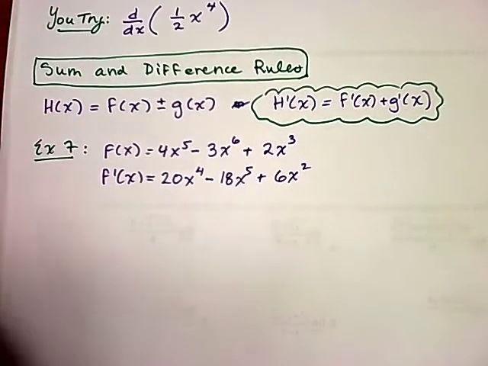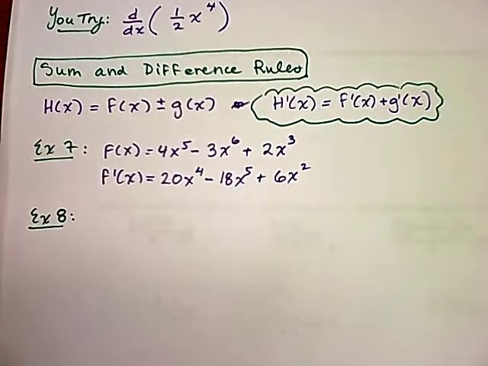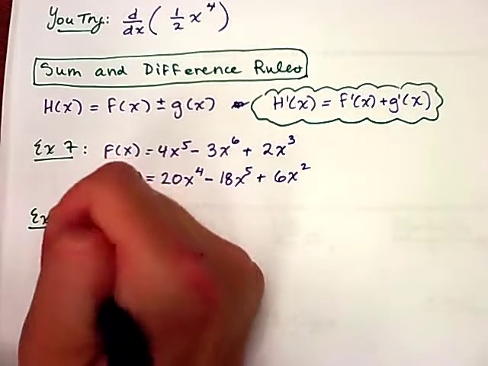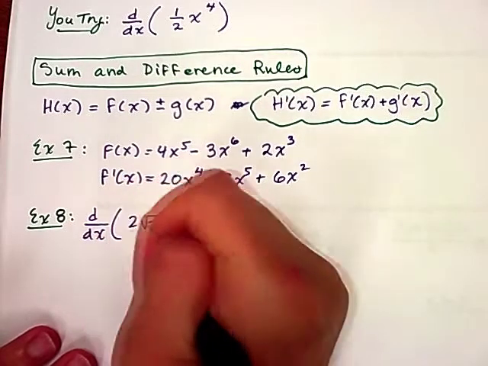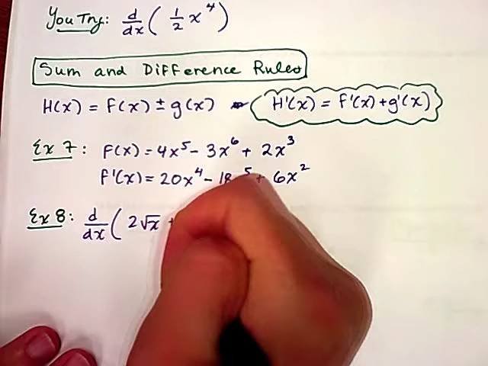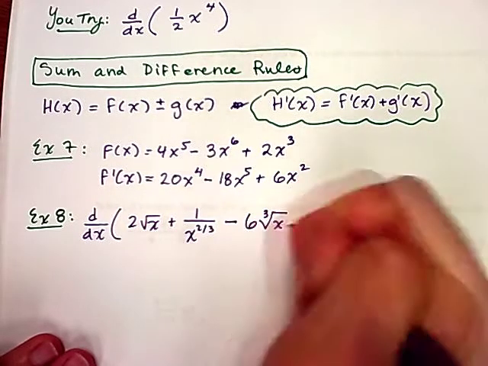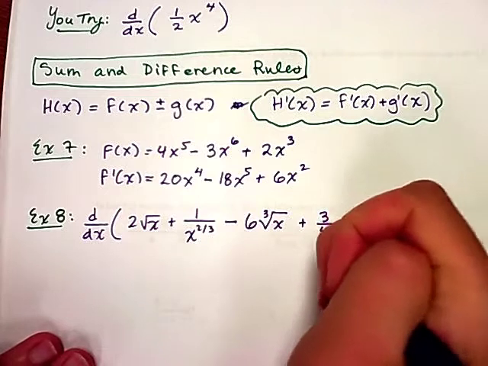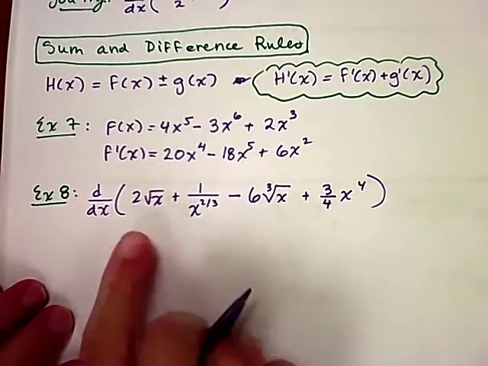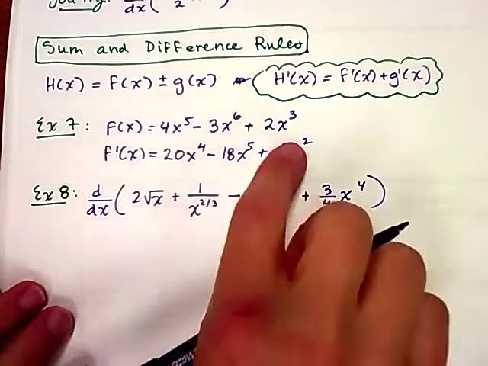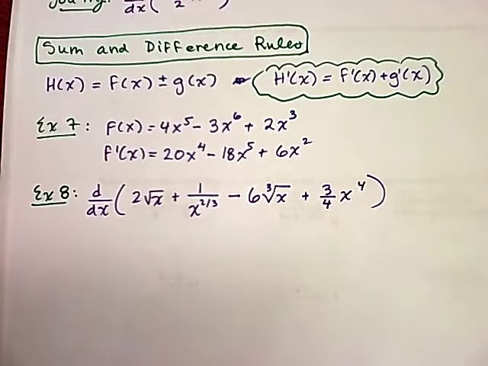So let's look at another example that has a little bit more tricky terms. I'm going to use my new notation this time and do 2 times the square root of x plus 1 over x to the 2/3 minus 6 times the cubed root of x plus 3/4 x to the 4th. Okay, so now that might look a lot scarier than example 7, but we can really take it one term at a time and think about what we need to do for each term.